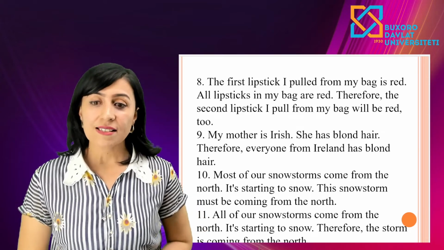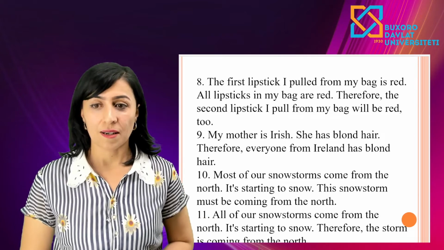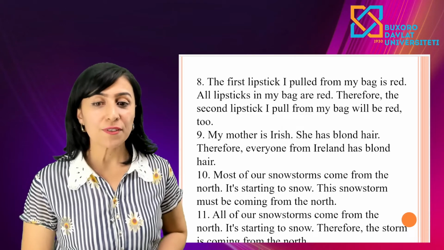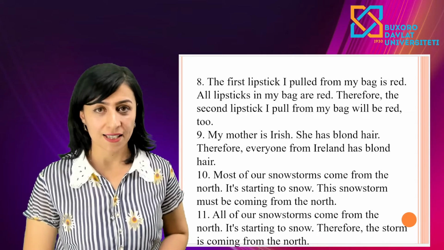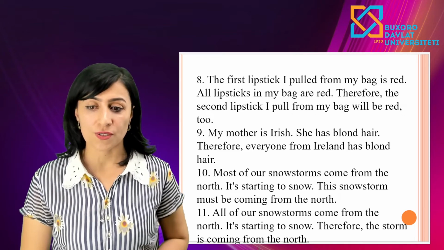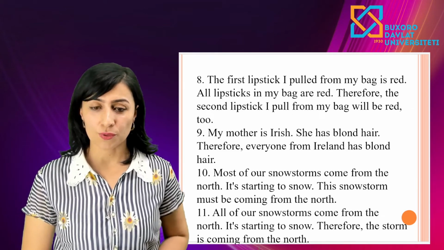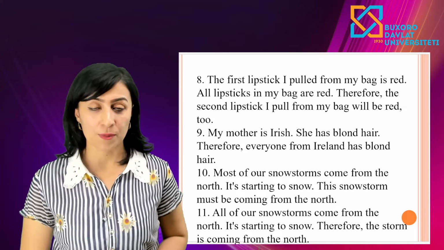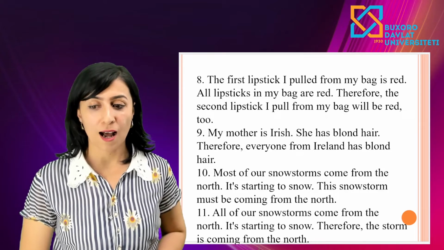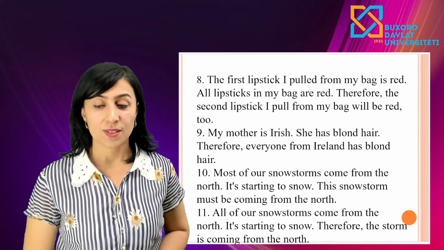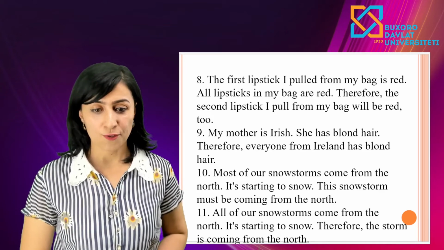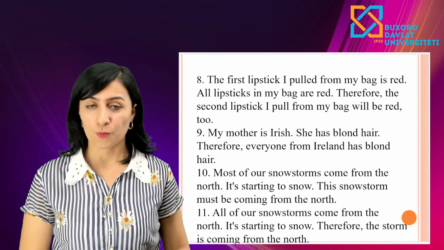My mother is Irish. She has blonde hair. Therefore, everyone from Ireland has blonde hair. Most of our snowstorms come from the north. It's starting to snow. This snowstorm must be coming from the north. All of our snowstorms come from the north. So this is a general statement, yes. It's starting to snow, therefore the storm is coming from the north.